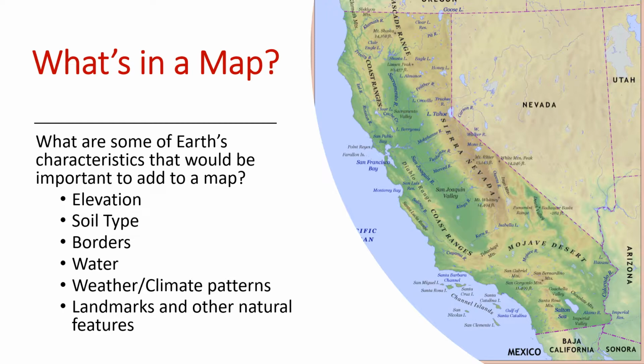Then you can see weather and climate patterns in a map. If I can see that Nevada is really dry and this area is very green and fertile, I can think that this area here gets more rain than the desert does. You can also see landmarks and other features like that.